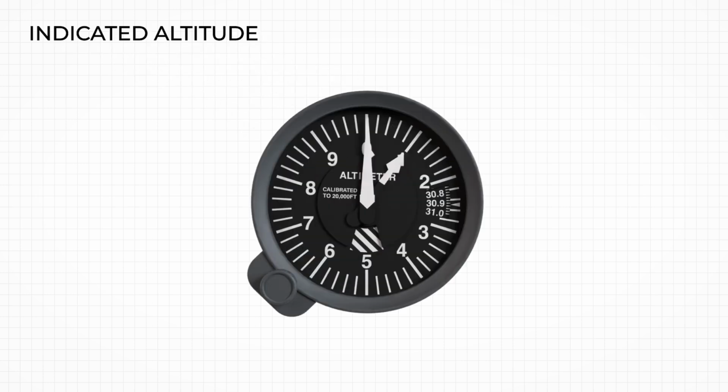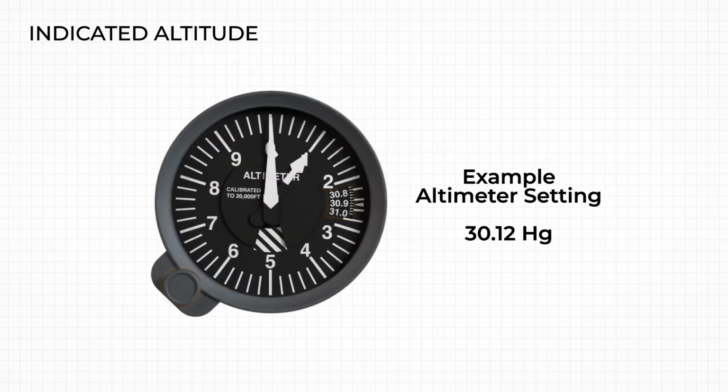So pilots need to understand what they are and how to obtain them. Indicated altitude is the altitude read directly off the face of the altimeter when the correct altimeter setting is placed in the Kollsman window.